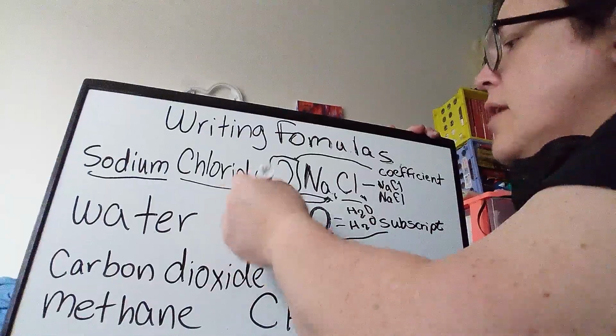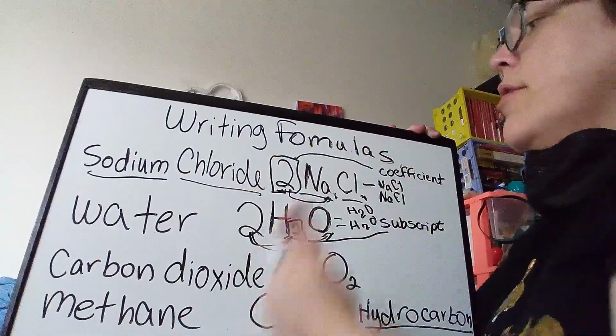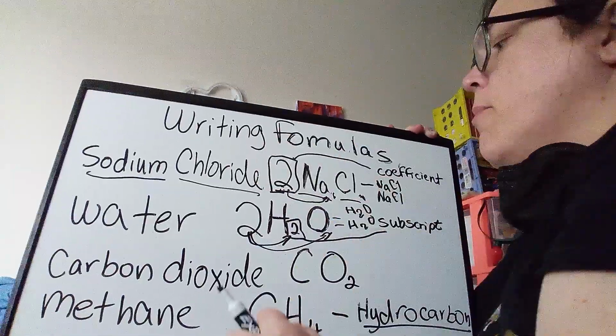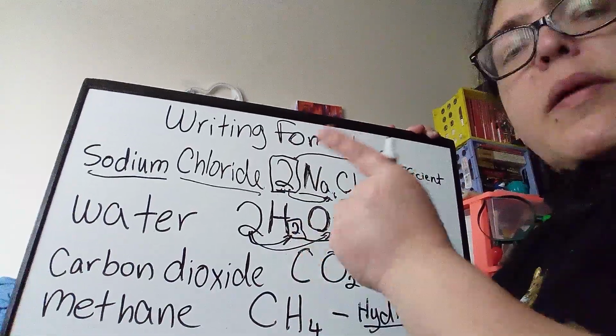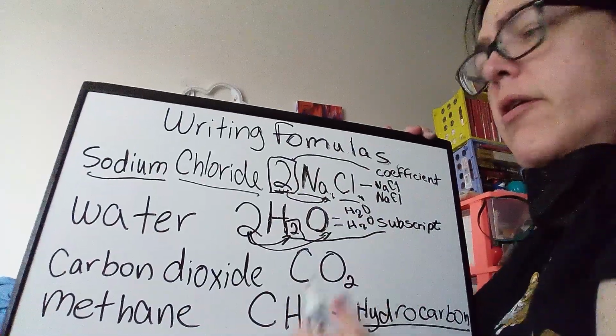And again, the difference is that the coefficient tells me how many molecules, how many formula units I have of that specific compound. The subscript tells me how many atoms I have in the compound of that particular element.